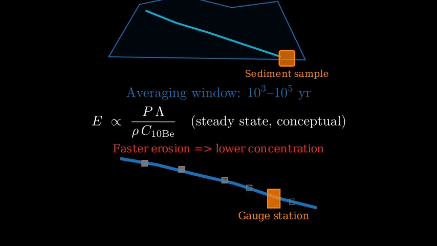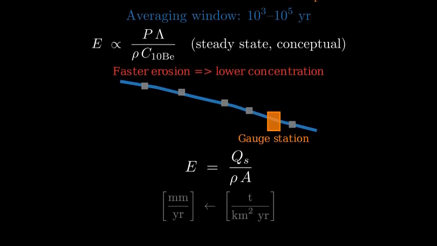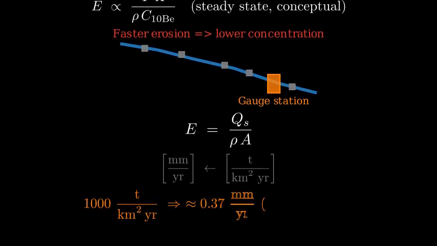Finally, sediment flux analysis. Treat the river as a natural conveyor belt. Measure the sediment load over time, divide by drainage area and density, and you obtain an erosion or denudation rate. This method captures years to decades, even individual storm responses. The key conversion is erosion equals sediment discharge over density and area. For example, 1,000 tons per square kilometer per year corresponds to about 0.37 millimeters per year, assuming rock density of 2.7 grams per cubic centimeter.